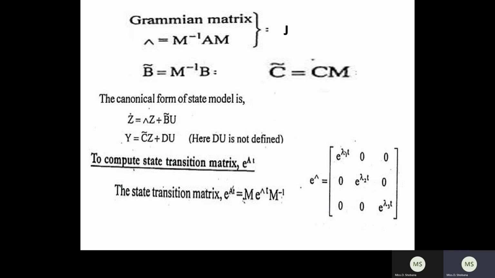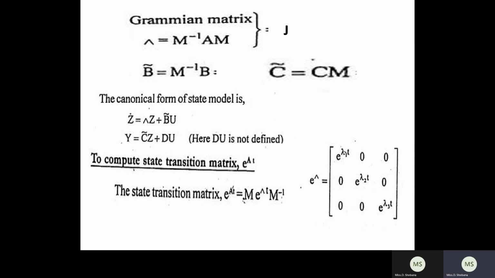Or otherwise we can write e to the power of Jt as the diagonal matrix with e^(lambda 1 t), e^(lambda 2 t), e^(lambda 3 t) and zeros elsewhere. So the diagonal elements will be e to the power of the eigenvalues. This is how you can determine the state transition matrix also. I hope you understood the concepts very well. We will start with the problems in the next class. These are the important formulas which will be used for determining the controllability and observability, and also the canonical state model. So this is the procedure.